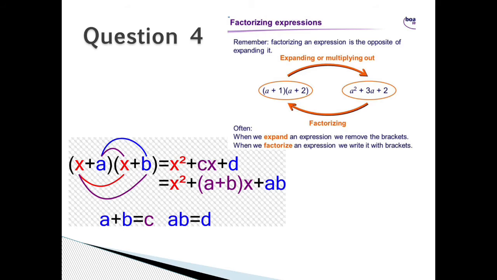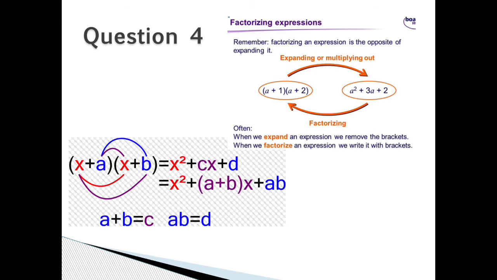When we are factorizing expressions, we need to remember that factorizing an expression is the opposite of expanding it. For example, if we had (a plus 1) times (a plus 2), if you wanted to expand or multiply it out, you would end up with a squared plus 3a plus 2. And if you wanted to factorize a squared plus 3a plus 2, you would end up with (a plus 1) times (a plus 2). Often we expand an expression when we remove the brackets, and we factorize an expression when we write it with the brackets.